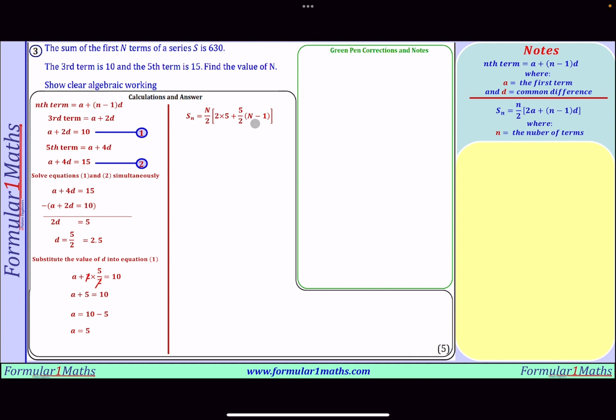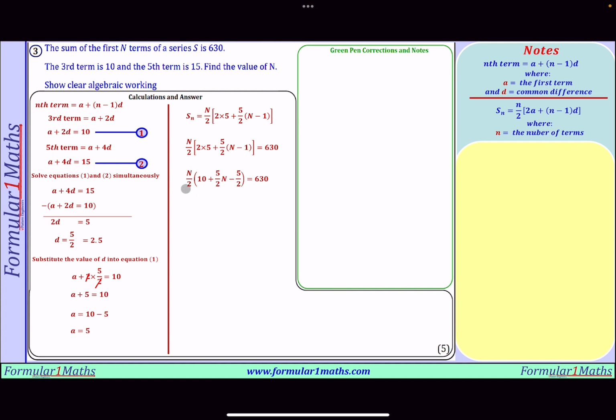But we know that the sum is 630. So we can equate this to 630 as follows. Then we can solve for n. So we'll go step by step and solve this equation for n. The first step will be to simplify what is in the square bracket. So we're going to get n over 2 brackets 10 plus 5 over 2 n minus 5 over 2. So what I've done here is to multiply this by that to get 10 and then expand the brackets inside the square brackets. And then I can go and simplify what is in the brackets.